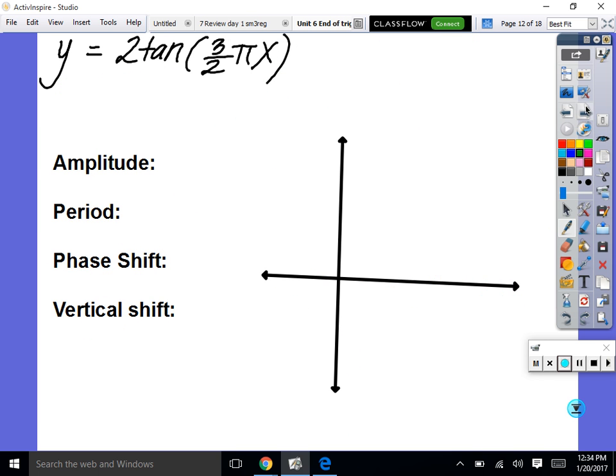So that was a lot going on. Okay, next example, guys. We're going way too slow. Here we go. So, amplitude is 2.